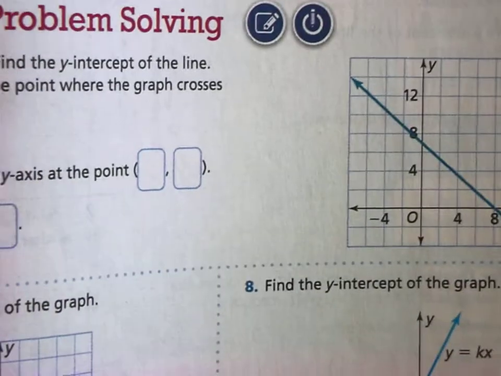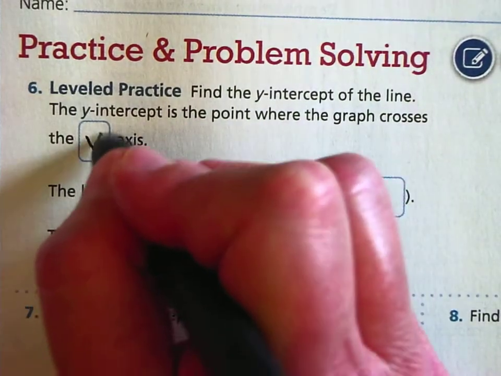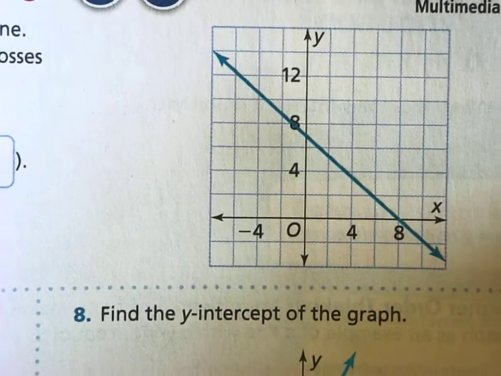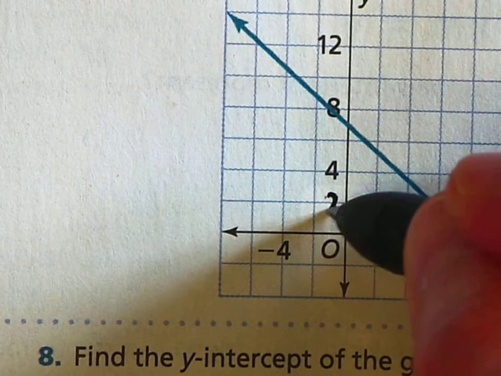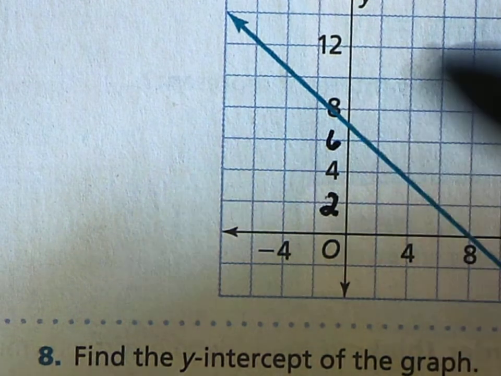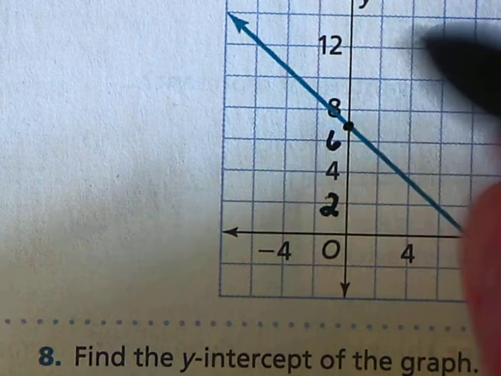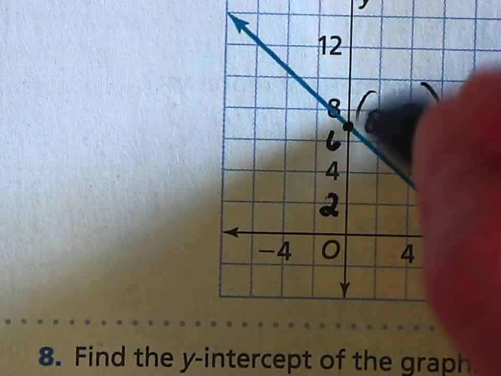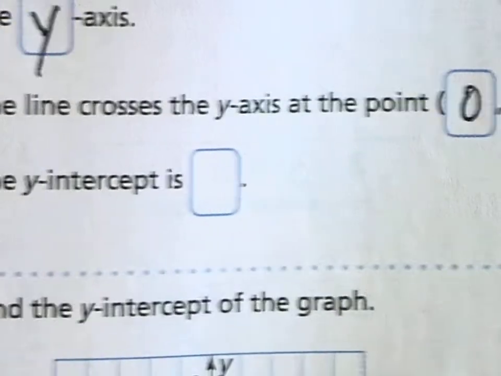Okay, let's keep going. So we're going to look at page 139 at the top, folks. Okay, so this says the y-intercept is the point where the graph crosses the y-axis. Okay, so the line crosses at the point. All right, where does this line cross the y-axis at? Well, let's take a look. So I need to figure out how my line's counting. So every line is counting by 2s, 2, 4, 6, 8, and it's in the middle of 6 and 8. So that would have to be 7. So 0, 7 is the ordered pair. So the y-intercept is 7.